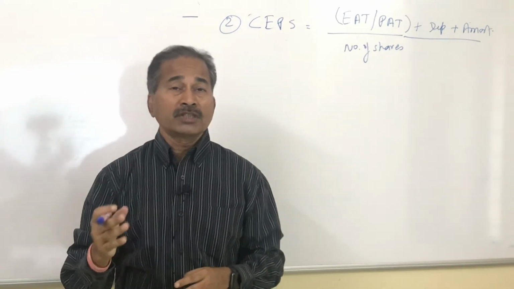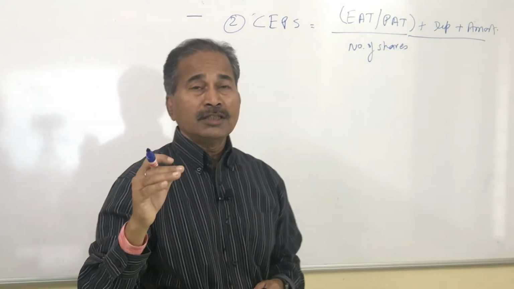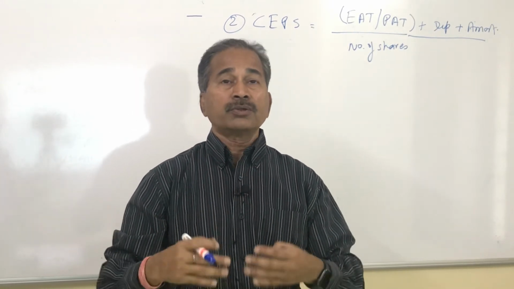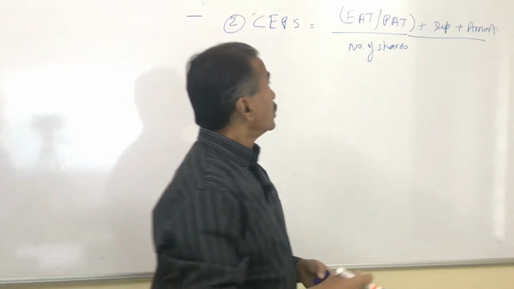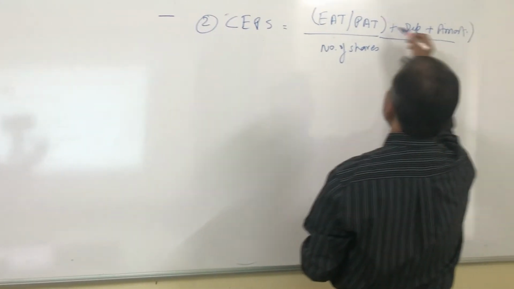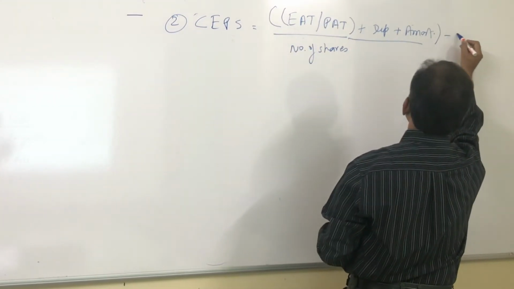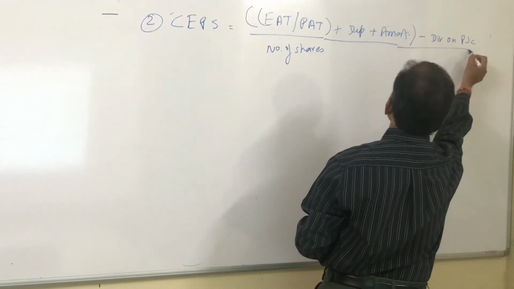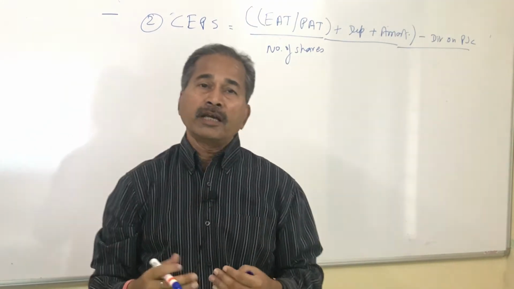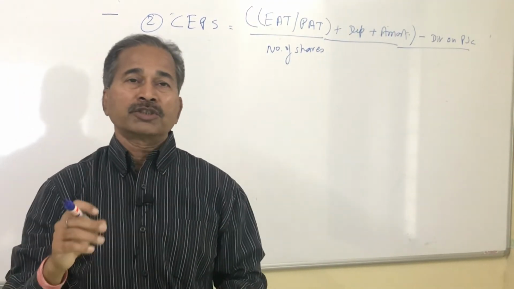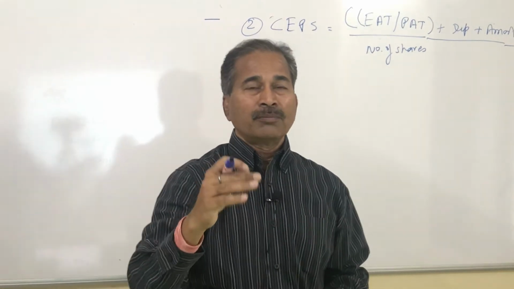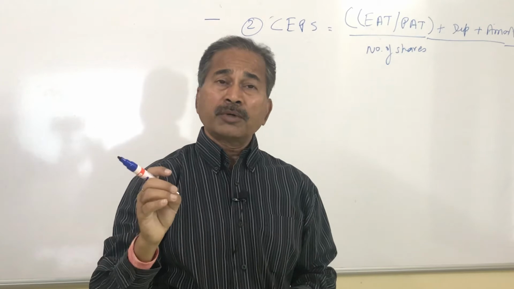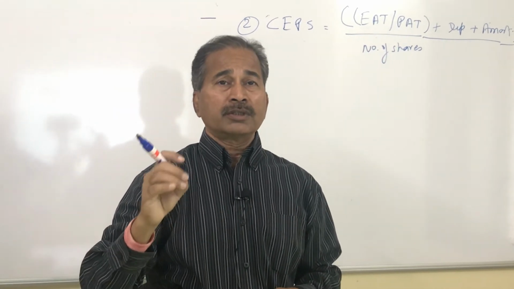Now please remember once again, in case your business is also having preference share capital, you will need to again slightly modify this ratio. You will modify this ratio by, from this total, minus the amount of dividend on preference share capital, and divide by the number of shares, and again what you get is your cash earning per share in case your business is having preference share capital also. So this is how you will calculate the earning per share ratio and the cash earning per share ratio.